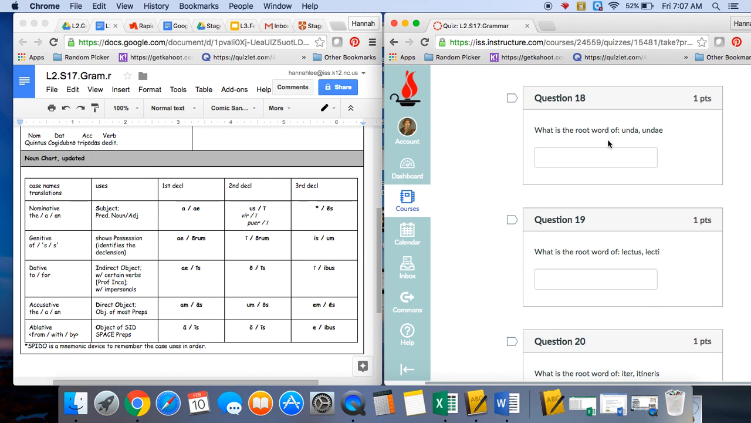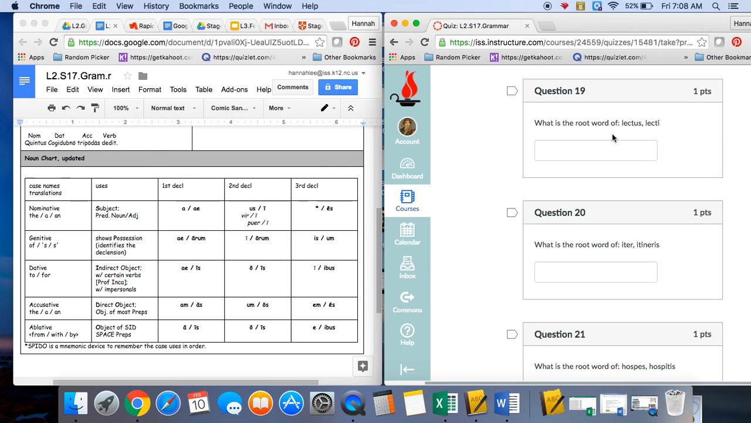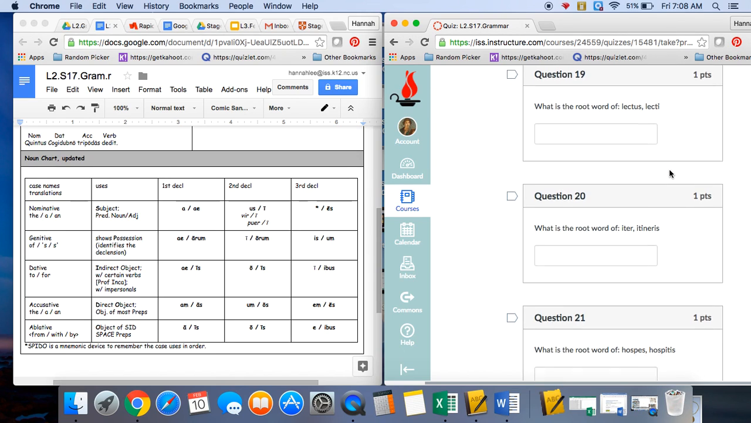Number 18, we're trying to find the root word of unda. Unda is not the form that gives us the root word. The second spelling is undae. A-E is the ending, so U-N-D becomes the root word. Number 19, we're trying to find the root word for lectus. You don't use lectus, you go straight to lecti. The ending is I, so L-E-C-T becomes the root word.